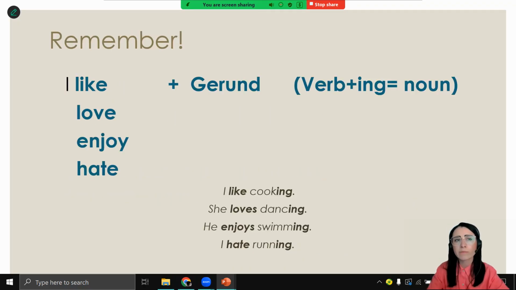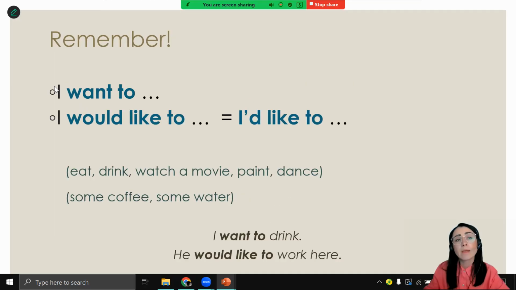One more time. After like, love, enjoy, and hate, we use ing form. I like cooking, she loves dancing, he enjoys swimming, I hate running. After want and would like, we use infinitive. Particle to plus verb. I want to eat. He wants to watch a movie. I would like to drink something. He would like to dance, and so on.